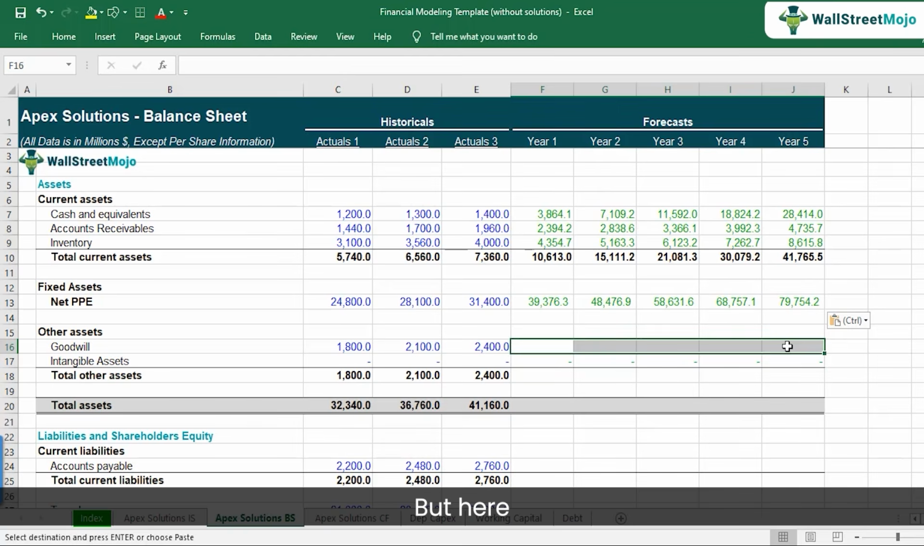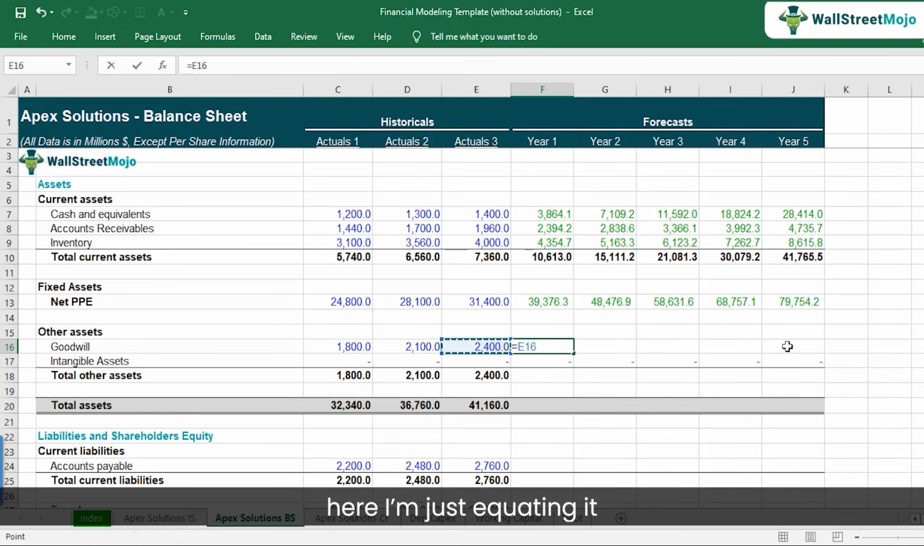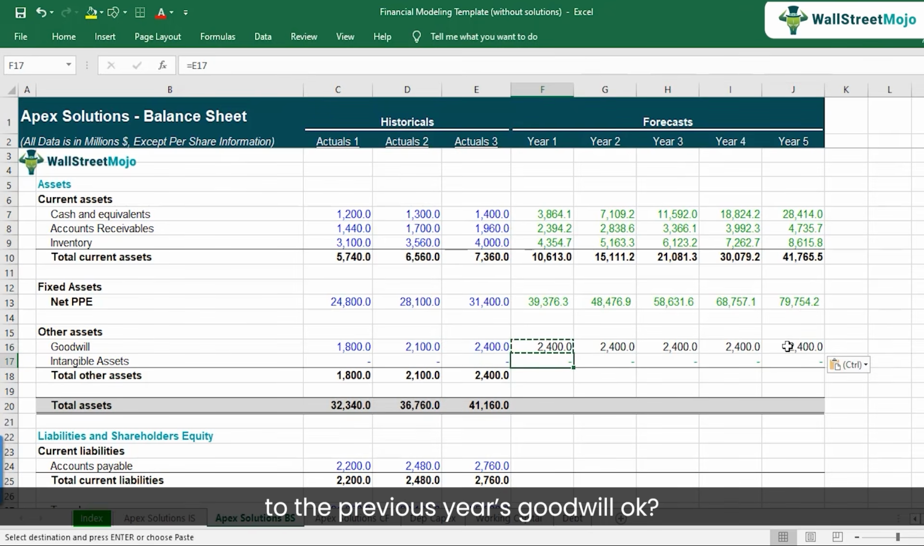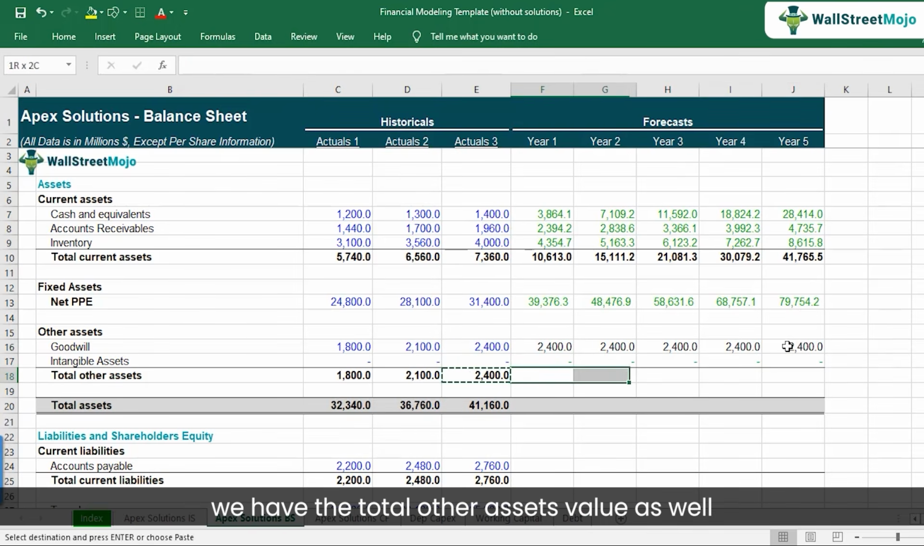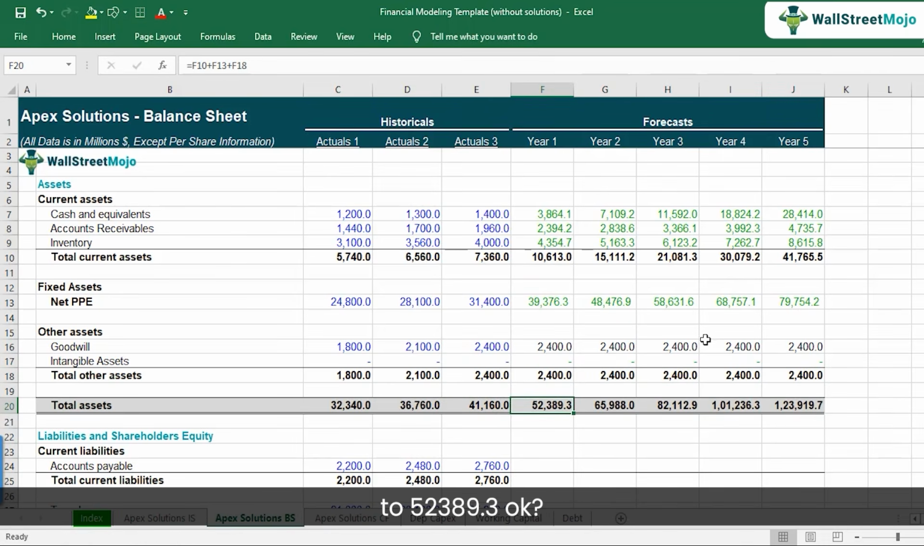But here, we do not have any answers to it. So for now, we'll assume that goodwill is not going to be impaired. It's subject to an annual impairment test, and it's beyond the scope of equity analysts to actually do that. So here I'm just equating it to the previous year's goodwill. With that, we have the total other assets value as well, and the total assets will be equal to 52389.3.